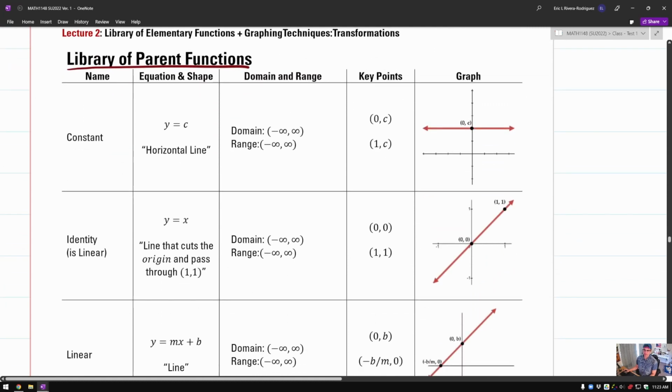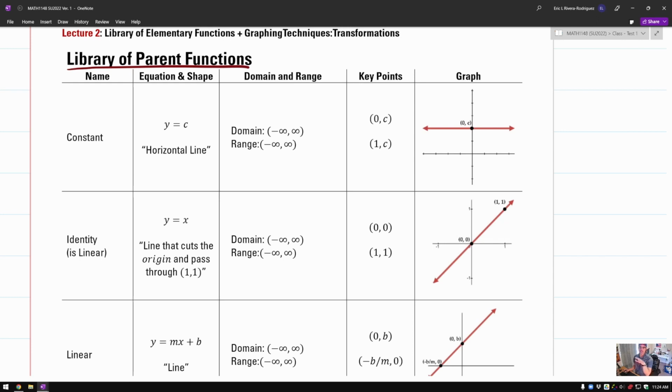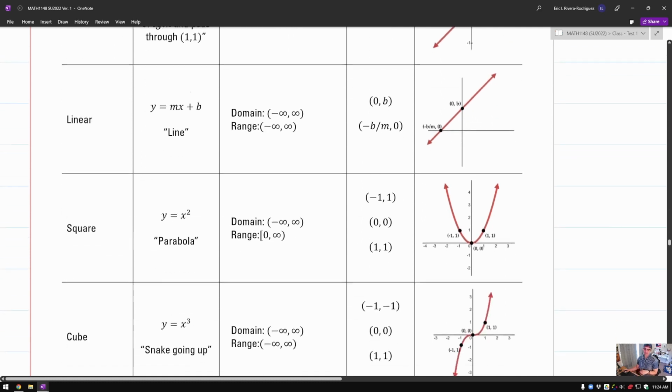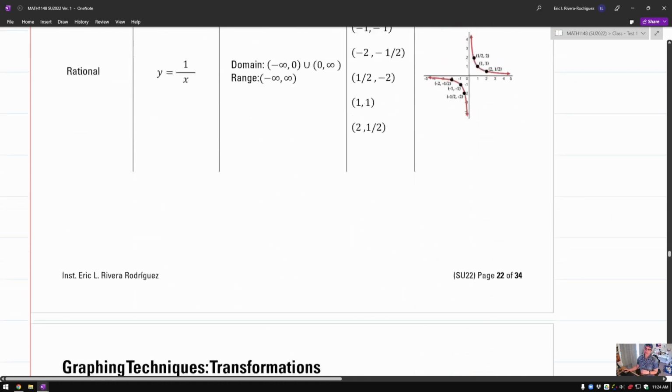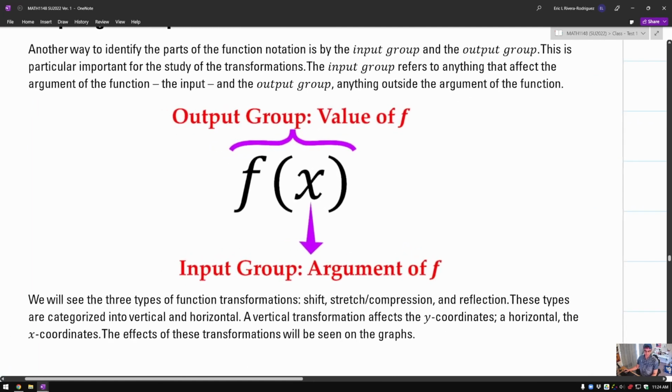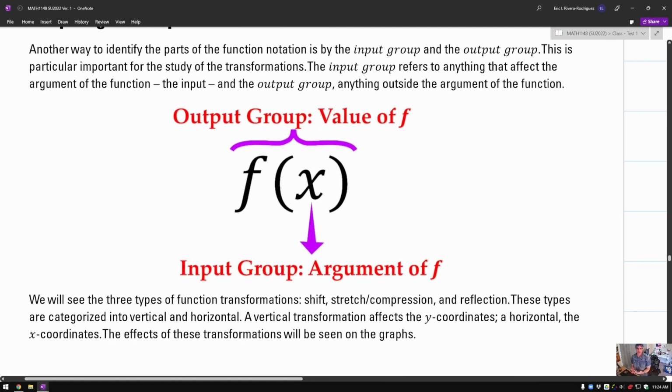Okay, the first thing on lecture number 2 is what I just told you a few minutes ago, or when we started class, that the library of parent functions is going to be a table that you are going to be referring back to. You don't need to memorize this, but you need to know how to use it. Okay, so there's more reading material. I'm going to focus on the exercises, right?